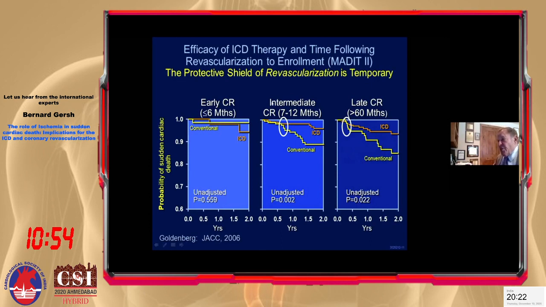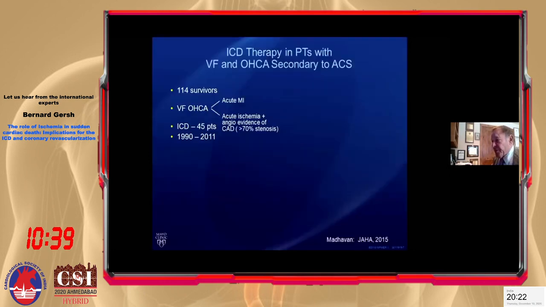So I think this is quite striking evidence that simply revascularizing someone does not protect them unless it's a single vessel with an acute culprit lesion, thrombus, and you reperfuse. This is a study we did of 114 survivors of a VF out-of-hospital arrest, either due to acute myocardial infarction or acute ischemia with angiographic evidence of a significant stenosis.